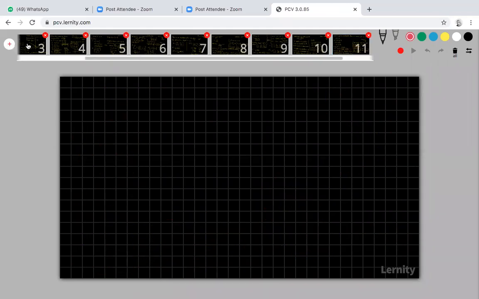Okay, next problem: solve the system of equations 2x plus 5y equal to 1, and 3x plus 2y equal to 7.